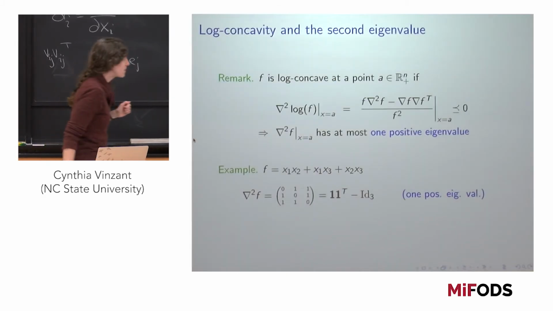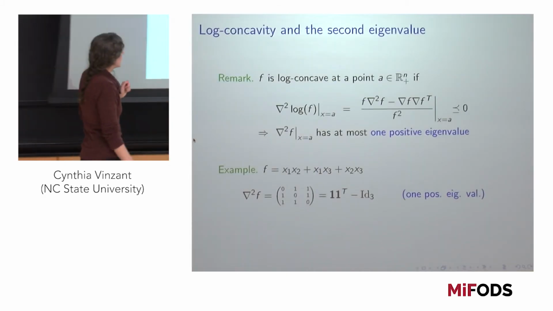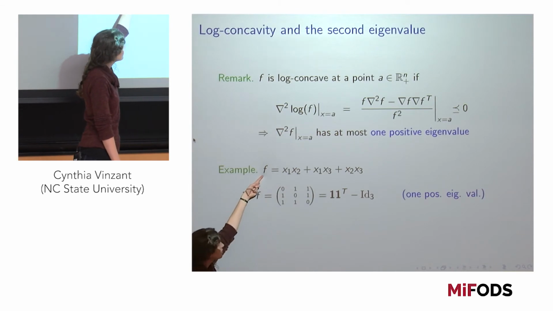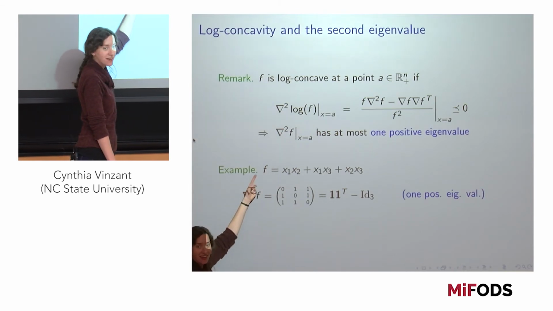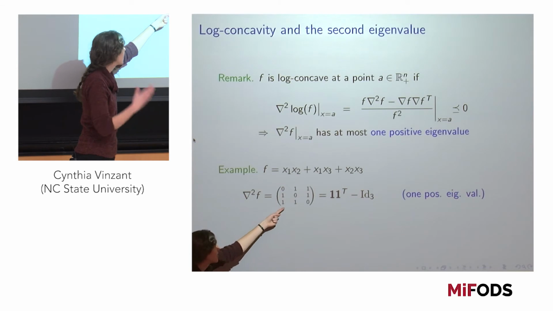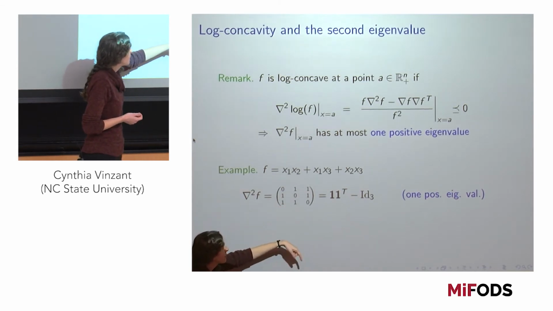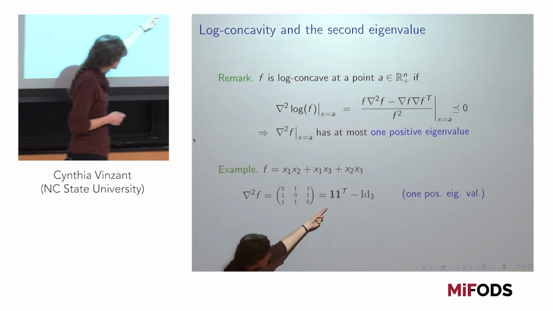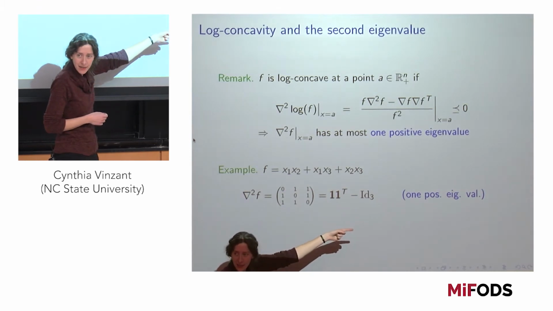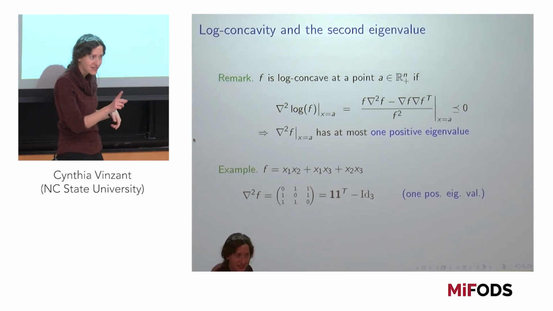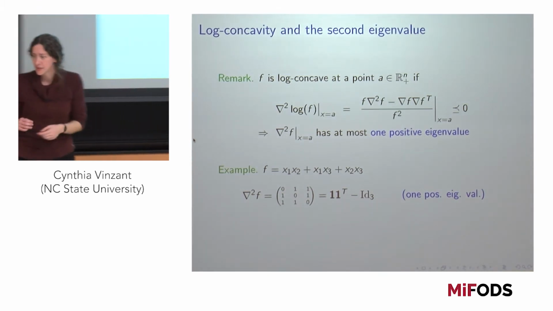So just for example, if we take this polynomial, which hopefully now we believe to be log-concave, and we take its Hessian. It's a quadratic, so we don't need to evaluate anywhere. This is the all ones matrix, which is rank 1, minus the identity matrix. It has one positive eigenvalue and two negative eigenvalues.